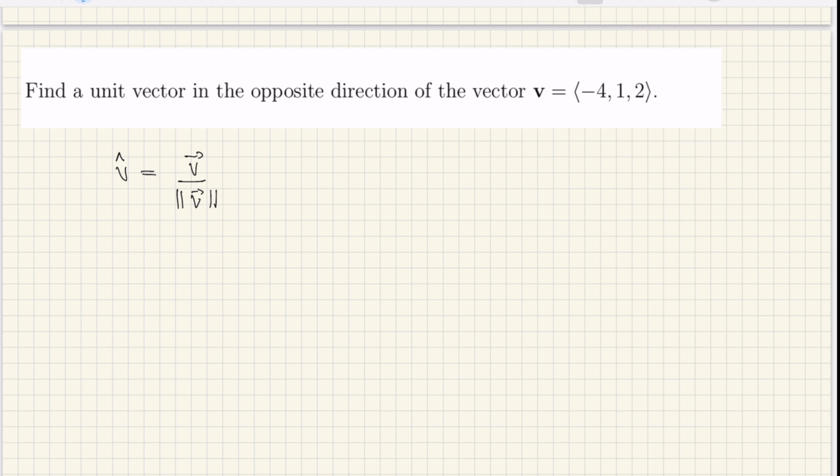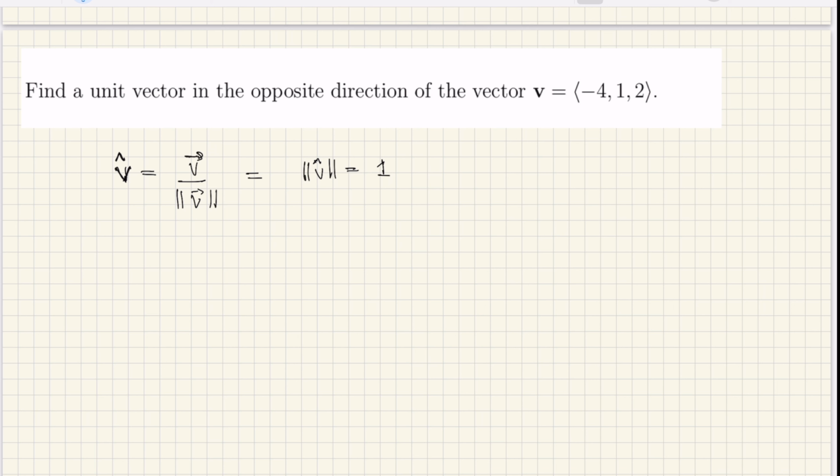So the unit vector of a vector, which is denoted by v hat, is the vector divided by the magnitude of that vector. So basically, you want to ensure that the length of your unit vector is 1. So that's the meaning of unit vector. A unit vector is a vector that has magnitude of 1.